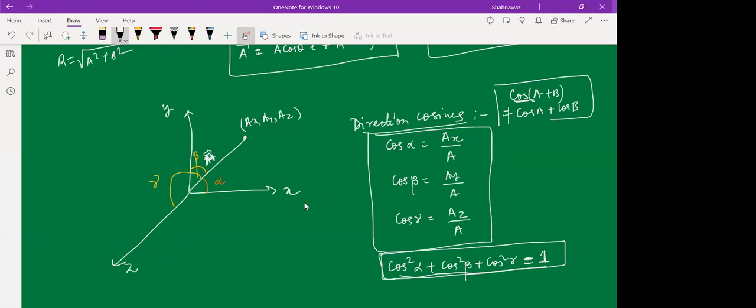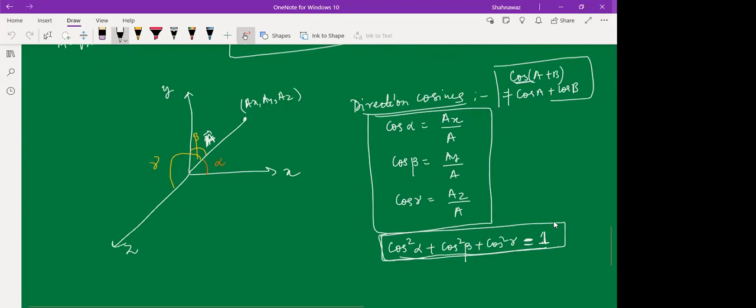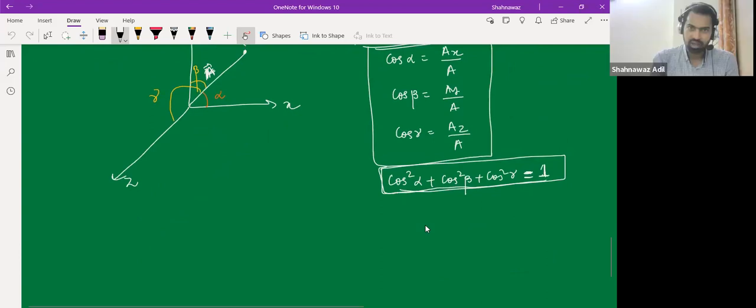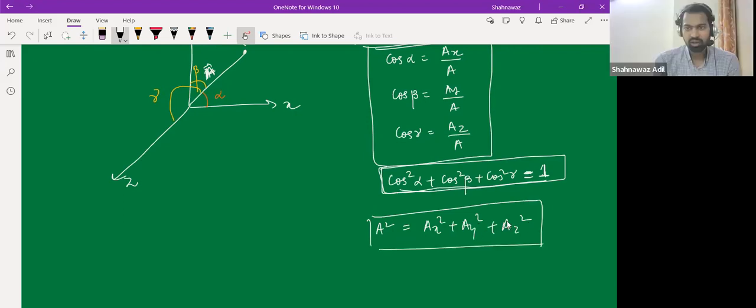Then square it, then we will add all of them, then we'll get A square. Then A square will cancel, then we'll get 1. Absolutely correct. So we will get Ax square plus Ay square plus Az square, and this is A square. That is how this will cancel out.